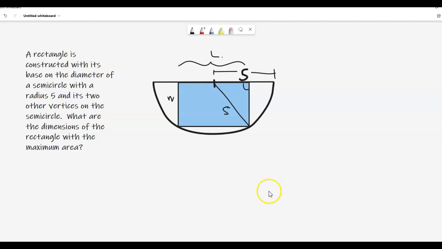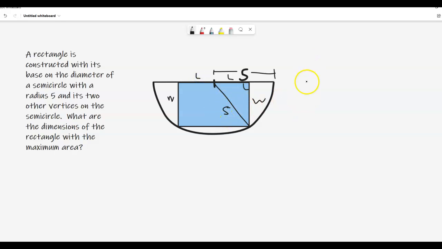All right, so I'm going to change one little thing here. I think it might make it a little bit easier. Instead of calling this whole thing L, I'm just going to call this section here L, and this section here W. So the actual area of the rectangle is going to be the width times 2L, because we have an L on both sides there.